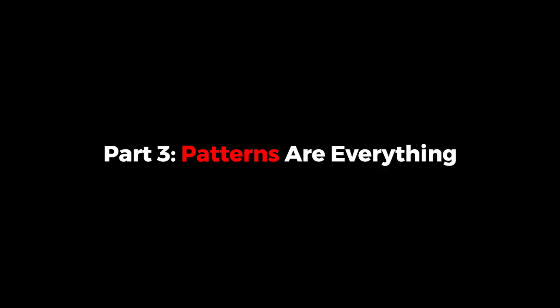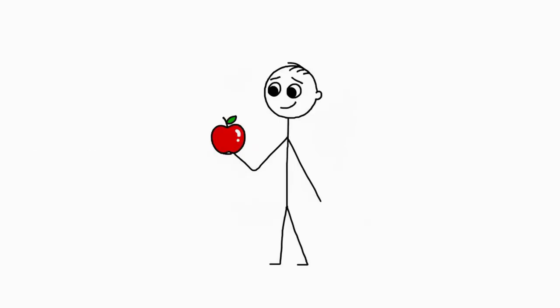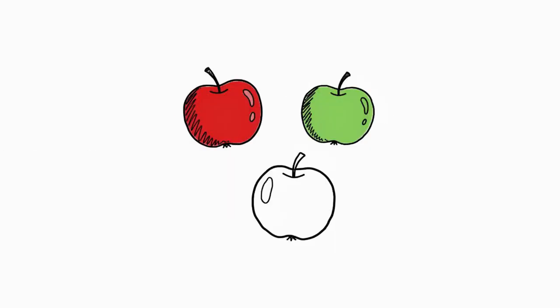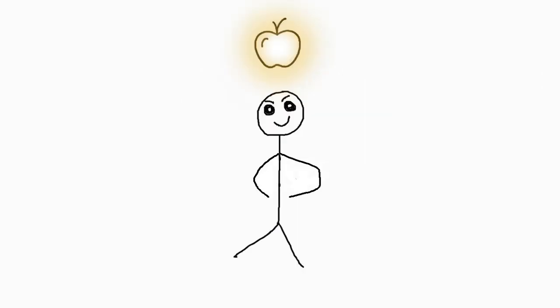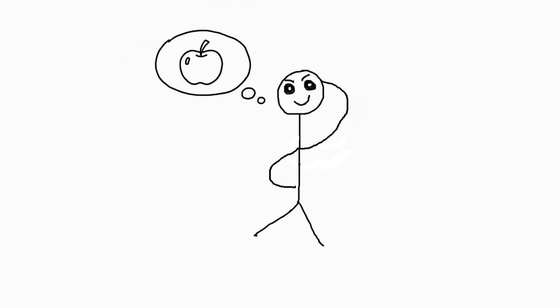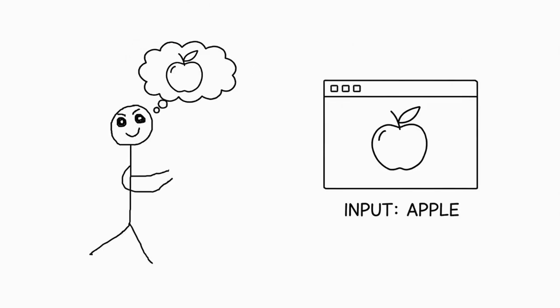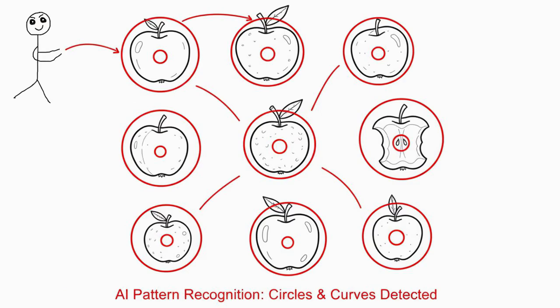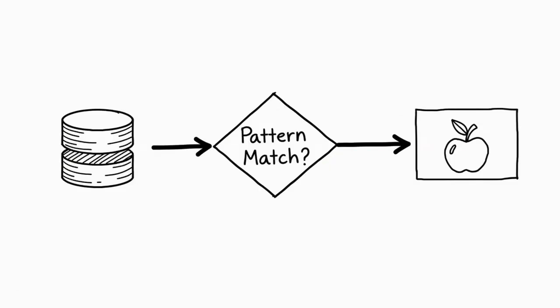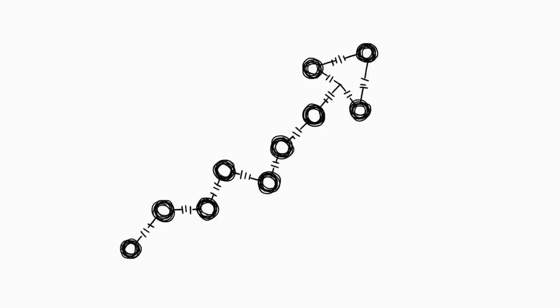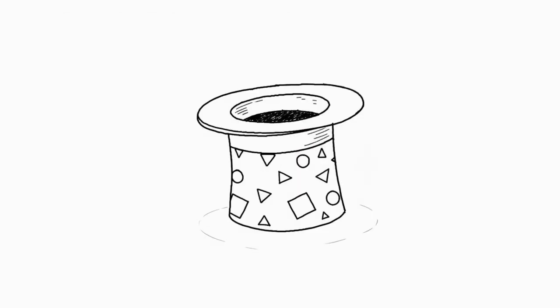Part 3. Patterns are everything. Let's make this very simple. Imagine a child learning apples. You show the child many apples, red apples, green apples, round apples. After a while, the child understands apples are usually round and have this shape. AI does the same thing. It looks at pictures and says, these shapes appear again and again. It does not know the word apple. It only knows, when I see this pattern, it often means apple. That's learning for AI. Nothing magical, just patterns.